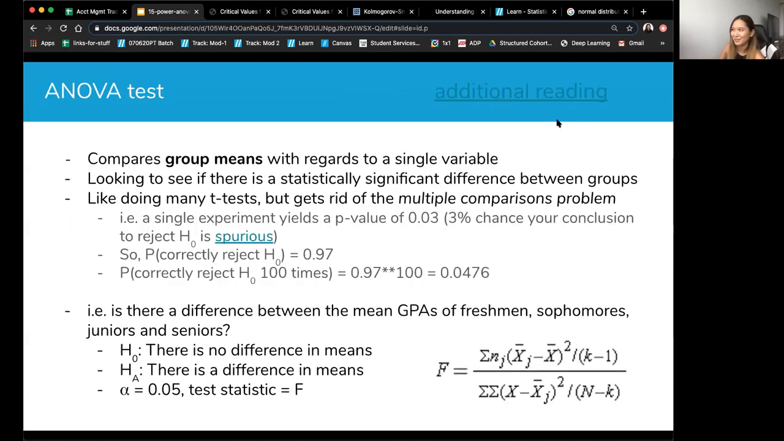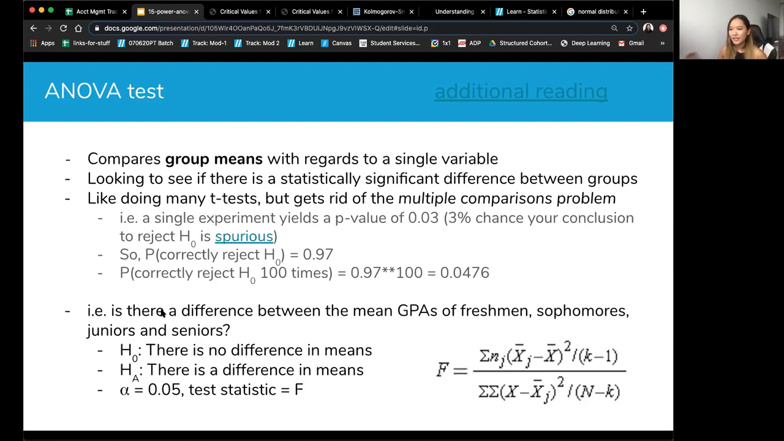A lot of text on this slide, so I apologize for that, but we're going to introduce the ANOVA test here. The labs actually have really good examples of working through and interpreting ANOVA tests, so I like that a lot. The ANOVA test basically compares group means with regards to a single variable, to see if there is a significant difference between multiple groups. This is usually for 3 or more groups, because if you have 2 groups, you would just use a 2-sample t-test. It's like doing many t-tests, but it gets rid of the multiple comparisons problem. I'll get back to this in a little bit.